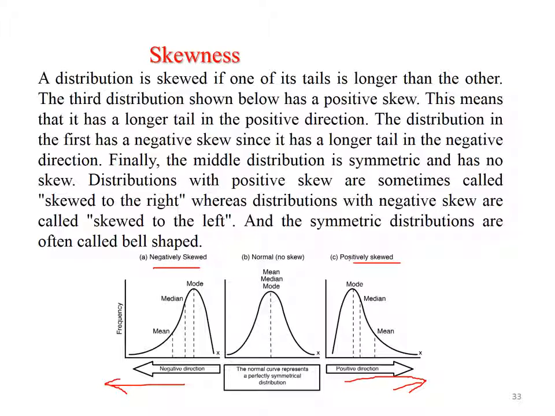And suppose it looks this way, in this case it is a symmetric pattern, which we may call a bell-shaped curve. So this is normal, or no skewness. So we have positive skewness and negative skewness. We also call positive skewness right skewed, meaning the right side is skewed. This is left side skewed, so we call it negative skewed or left skewed.